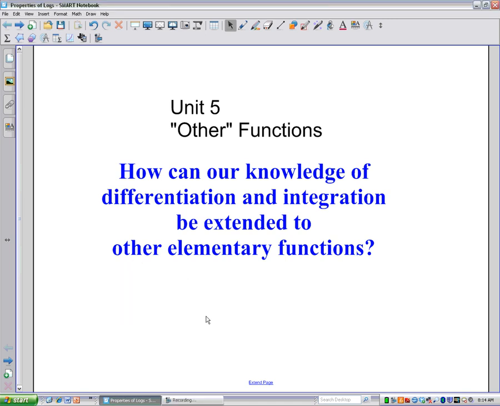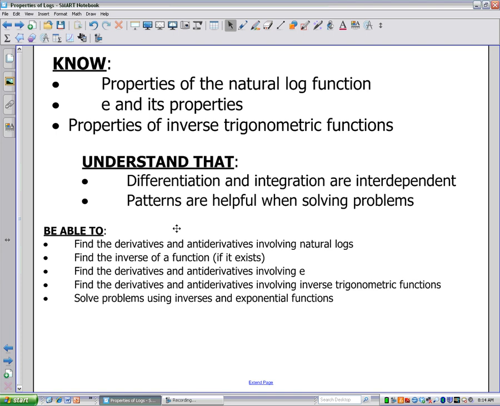Welcome. So, here we go with Unit 5. It's called Other Functions. That's the generic name that I've come up with for this. It's the best I could come up with on such short notice. But as we move through, the basic thing is how can our knowledge of differentiation and integration be extended to other elementary functions? So all the things that we've been doing with derivatives and integrals, we've been doing with the trig functions, we've been doing with our basic polynomials, and now we're going to branch out to other types of functions.